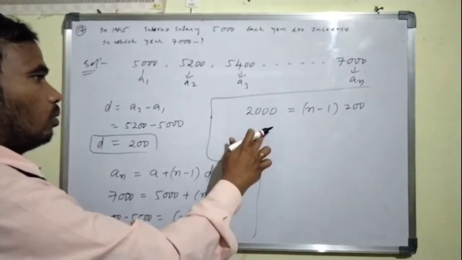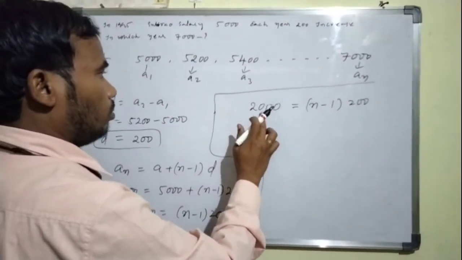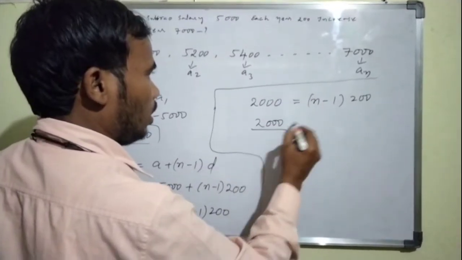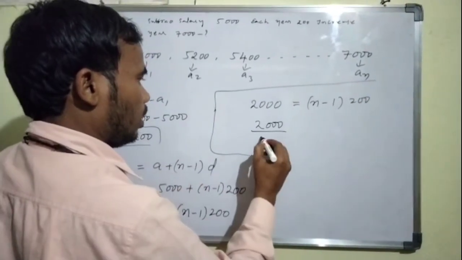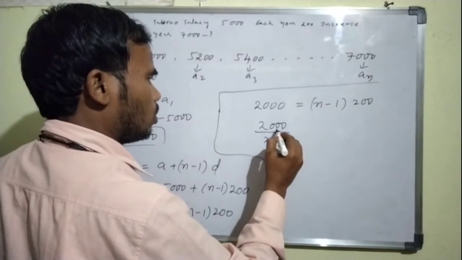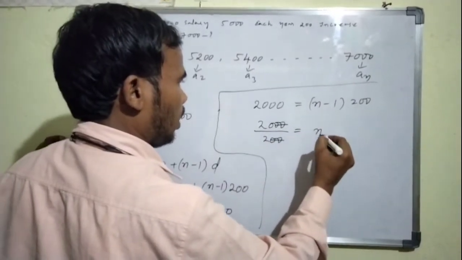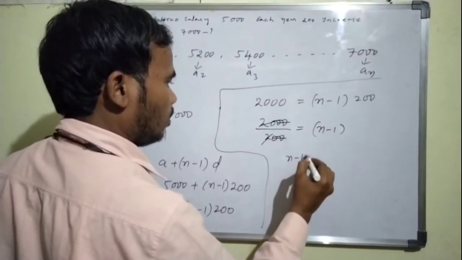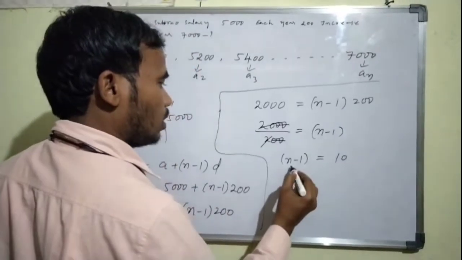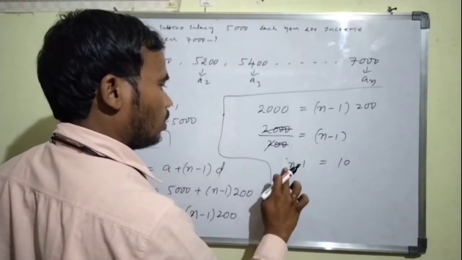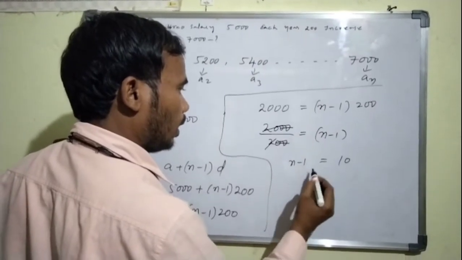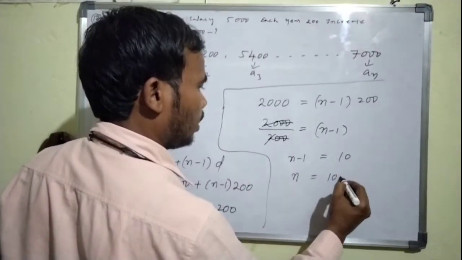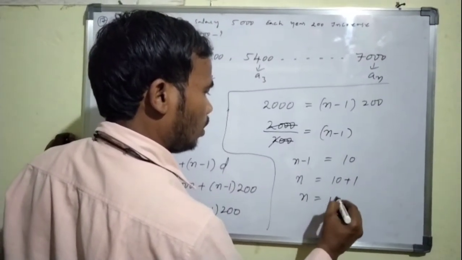Now here is 2,000 and here is 200. So 2,000 divided by 200: two zeros cancel, and 2 tens are 20, so we get 10. So n minus 1 is equal to 10. We want only n, so transposing the minus 1 to the right side, n is equal to 10 plus 1, which is 11.